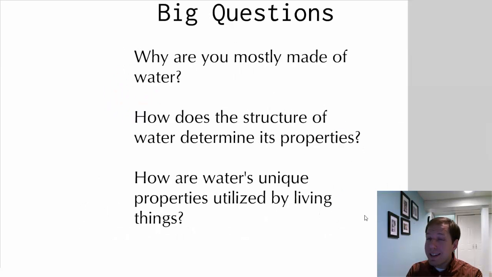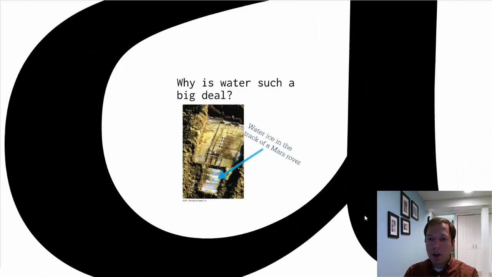Now what you should consider as you look at the chemistry of water is, why is it that you and all other living things are mostly made of water? How is it that the structure of water determines all of its amazing properties? And most importantly, how are those unique properties of water utilized by living things? Particularly by humans, but also by plants and by bacteria and all living cells.